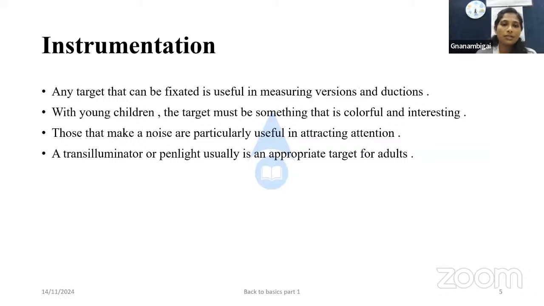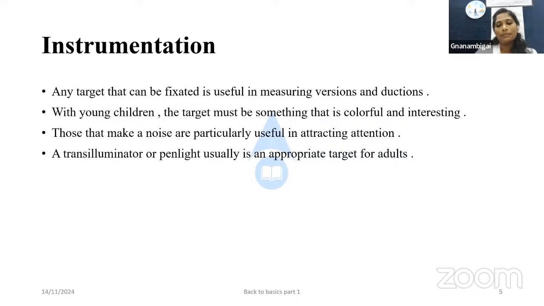What is the instrumentation needed for ocular motility? Any target that can be fixated is useful for measuring the versions and ductions. With young children, the target must be something colorful and interesting. Those that make noise can be particularly useful in attracting attention. The transient illuminator or the penlight is usually an appropriate target for adults.